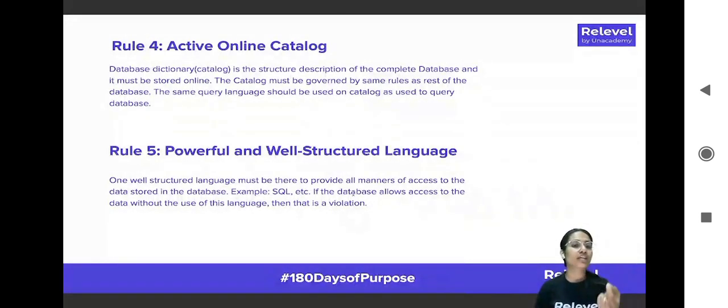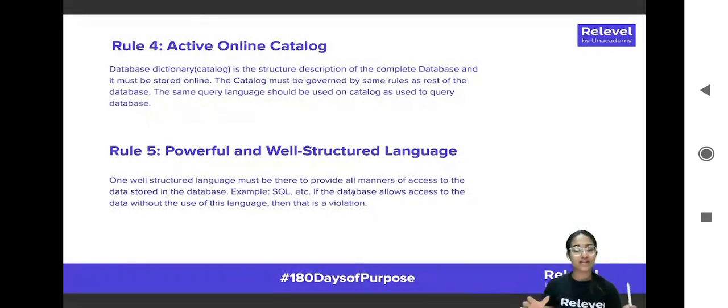You have a dictionary of databases which tells you what structure you are using in your databases. It gives a detailed description of the complete database, and it must be stored online. It should be actively available. The catalog also should follow the same rules that we apply on the database. Whatever rules are applicable on the database for which the catalog is created, the catalog should also follow the same rules. And the same query language that you use to query the databases should be used to query the catalog as well.